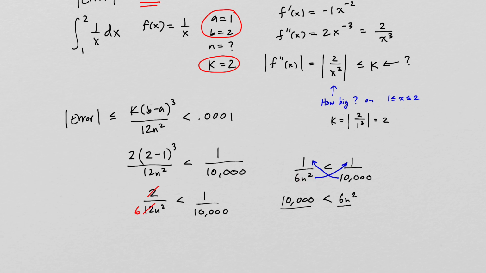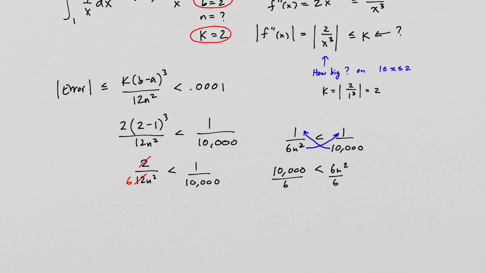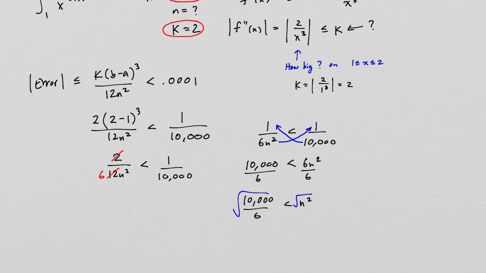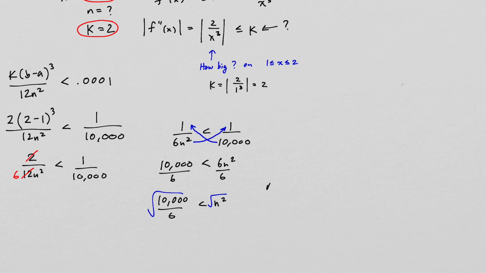And now if I divide by 6, I end up getting n squared is greater than 10,000 divided by 6, which of course I could reduce, but instead I'm just going to go ahead and take the square root of both sides. And from here we get n must be bigger than the square root of 10,000 divided by 6.